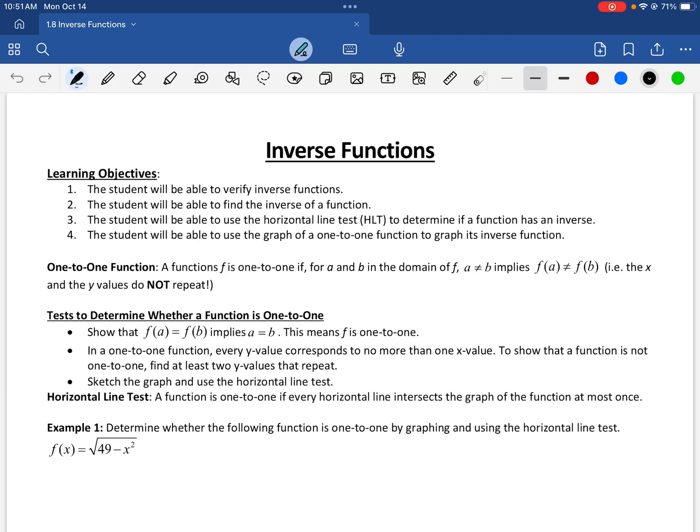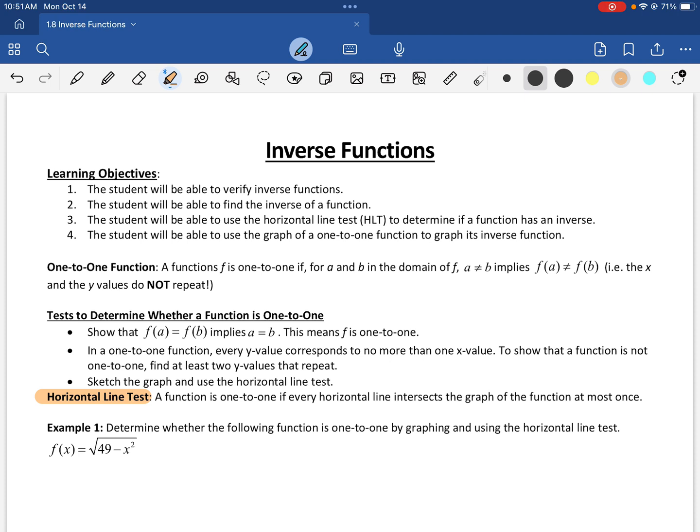All right, we're looking at inverse functions today. So here at the top, if you remember back when we first looked at functions, we had the vertical line test to determine if a relation was a function. Now to figure out if functions are one-to-one, we have what we call the horizontal line test.